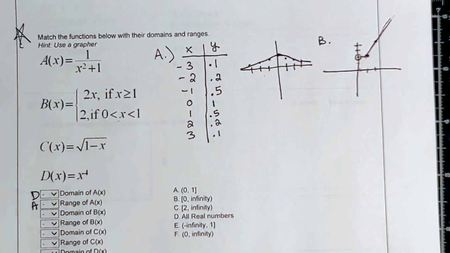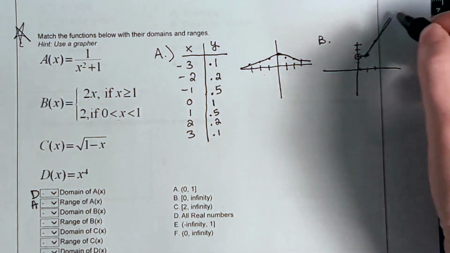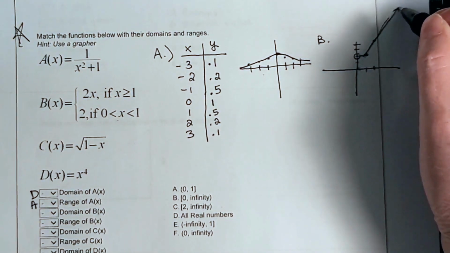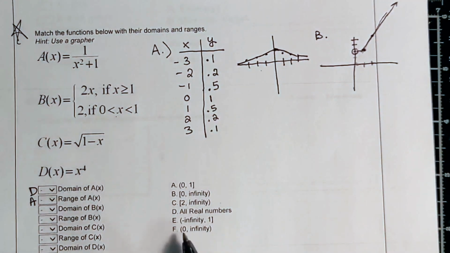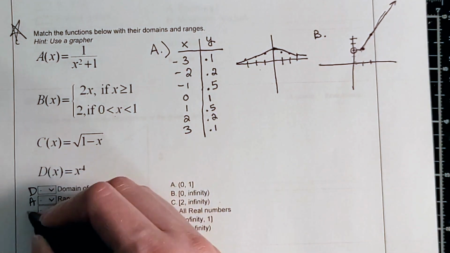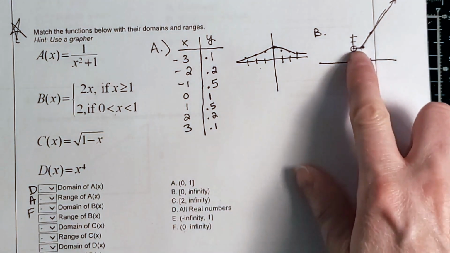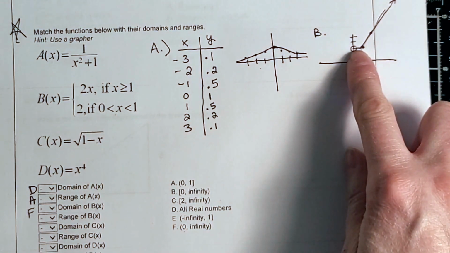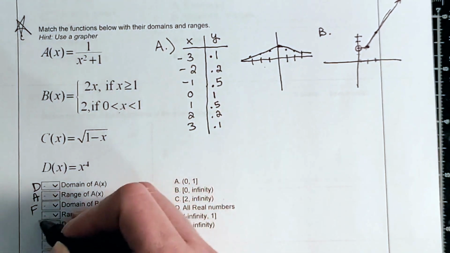Okay, so the domain of b of x, we're going to start from 0, and it's going to continue on because this would have an arrow at the end. So 0 to infinity, and 0 is not enclosed, so this would be F. Okay, the range, so it would start here from 2 and go all the way up to infinity, so that would be D.